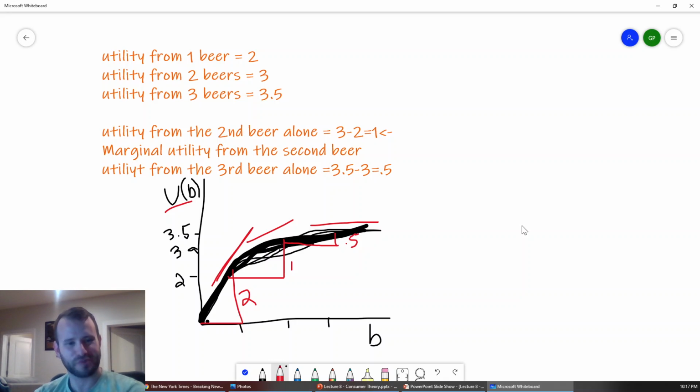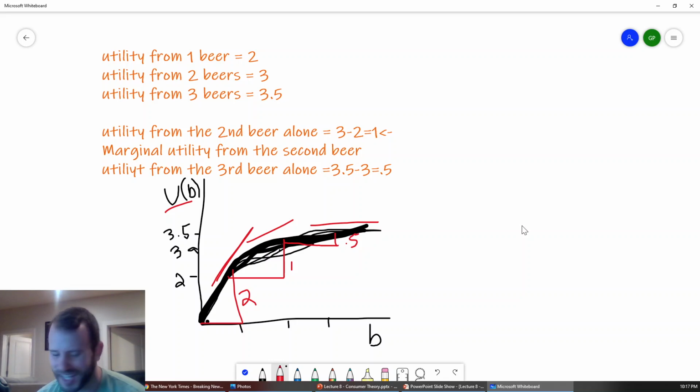Like, in that sense, your first beer is going to be the best beer. Your second beer is going to be meh. Your third beer, fourth beer, you're going to be like, oh, I'm drunk. And then maybe because it's beer, your fifth beer, you're going to be like, yeah. But generally speaking, that's not going to be the case for most goods and most people.